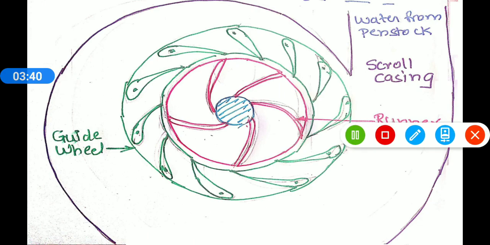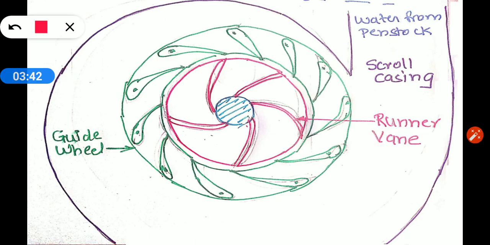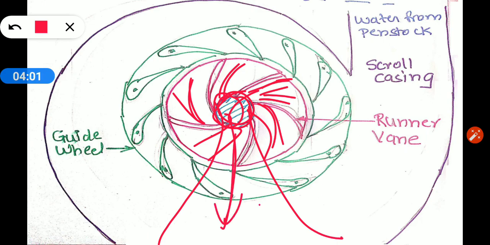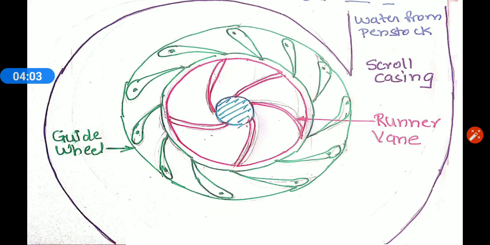Why we are calling it a mixed flow turbine will be clear in the next slide, but for the moment you can understand it like this: water is entering radially, and then it is coming out axially. So water is getting collected from everywhere, from here, from here, from here. Water is getting collected at the center, and then from the center it is coming out through the draft tube, fine. That draft tube we will be discussing later on.